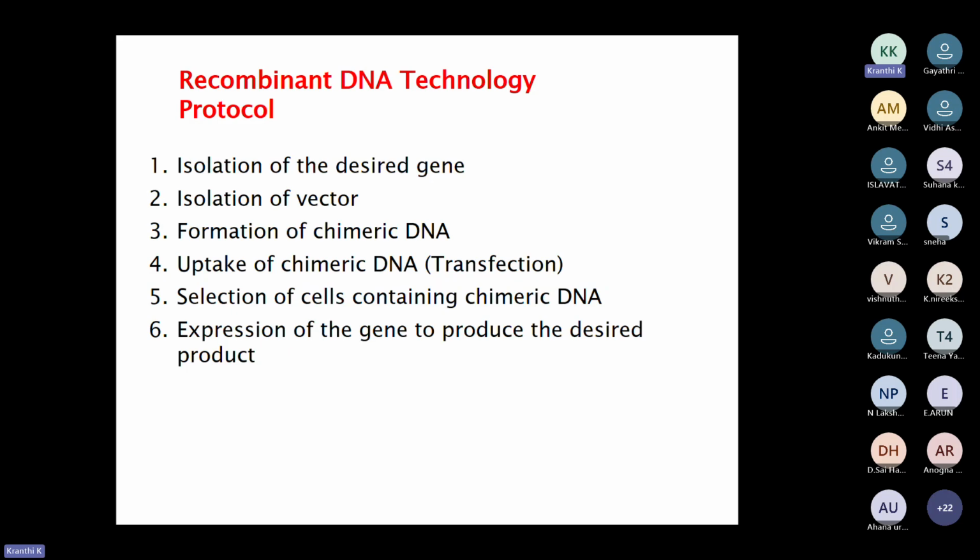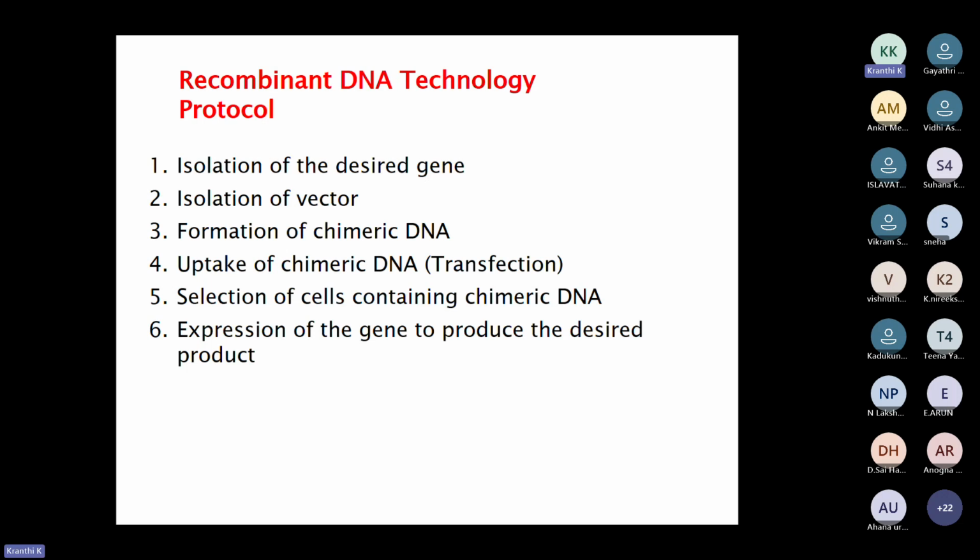So how do we put it into the cell? We have different methods. Here I just mentioned transfection. There are many methods like conjugation, transduction, transfection. Using transfection, we are inserting this chimeric DNA into a cell. Then later you select the cells and grow the cells.